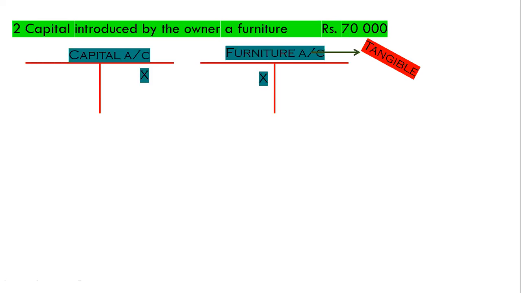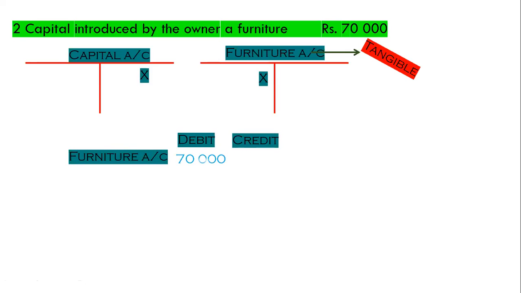So how do we write the double entry? Furniture account debit 70,000. Capital account credit 70,000. I hope you understand.